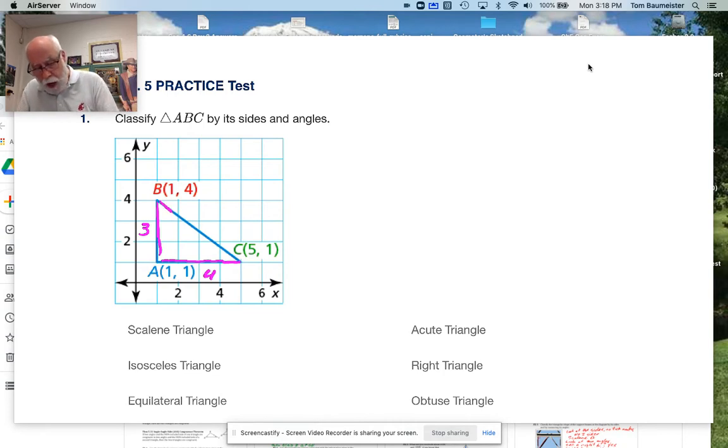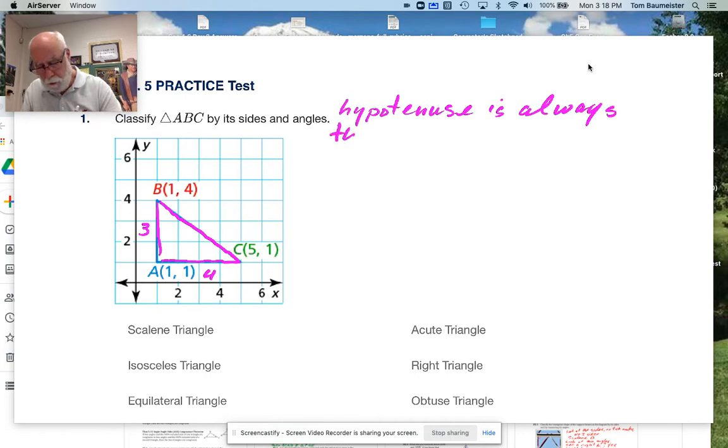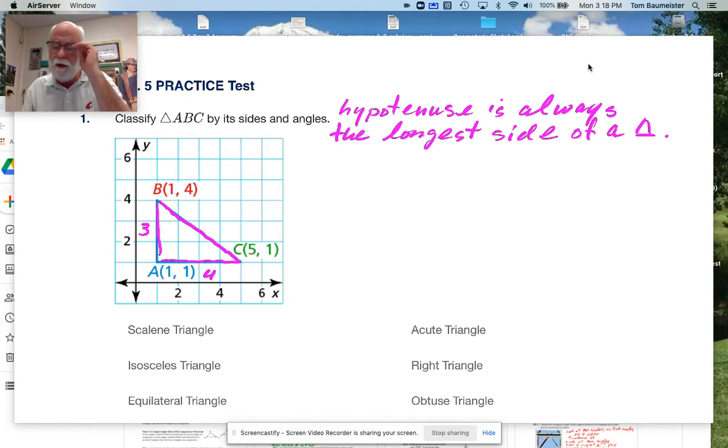So the only one that we would have to use the distance formula on is that one right there, just to make sure. But I can tell you right now, one of the things we should remember is that the hypotenuse is always the longest side of a triangle. That'll become important for us later on.